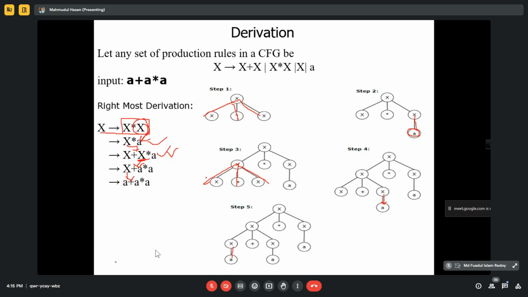But there is actually a problem. Sometimes when you are trying to generate the input, there is a confusion, because it is possible to generate the same string with multiple production rules. So that is a problem of this derivation, and that problem is known as ambiguity. This is our next topic.